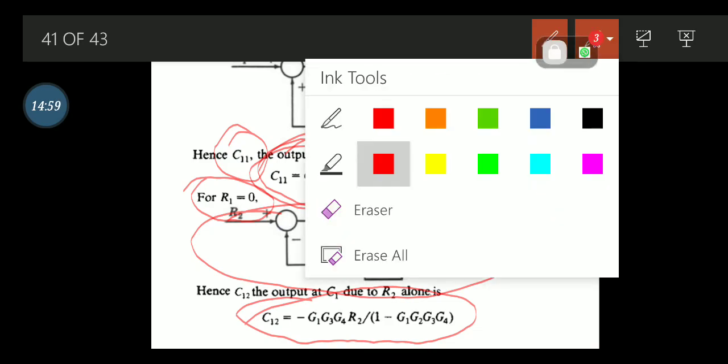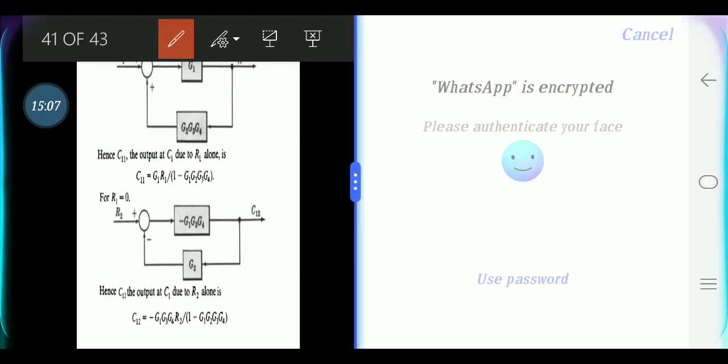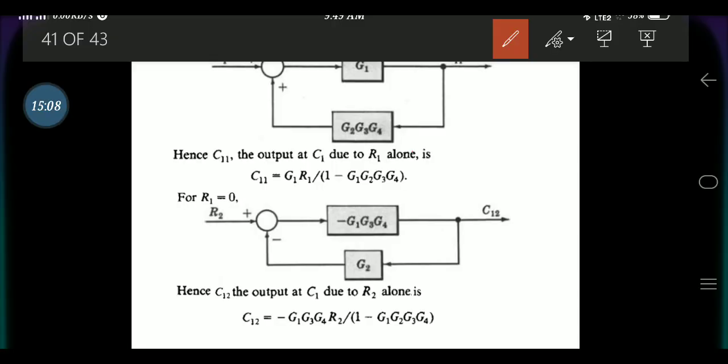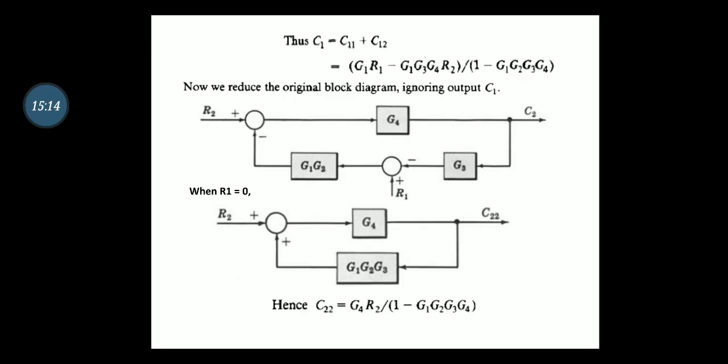So now finally we need to calculate the output response for this particular case. So that is C1 is equal to C11 plus C12, that is we can obtain G1 R1 minus G1 G3 G4 R2 divided by 1 minus G1 G2 G3 G4.